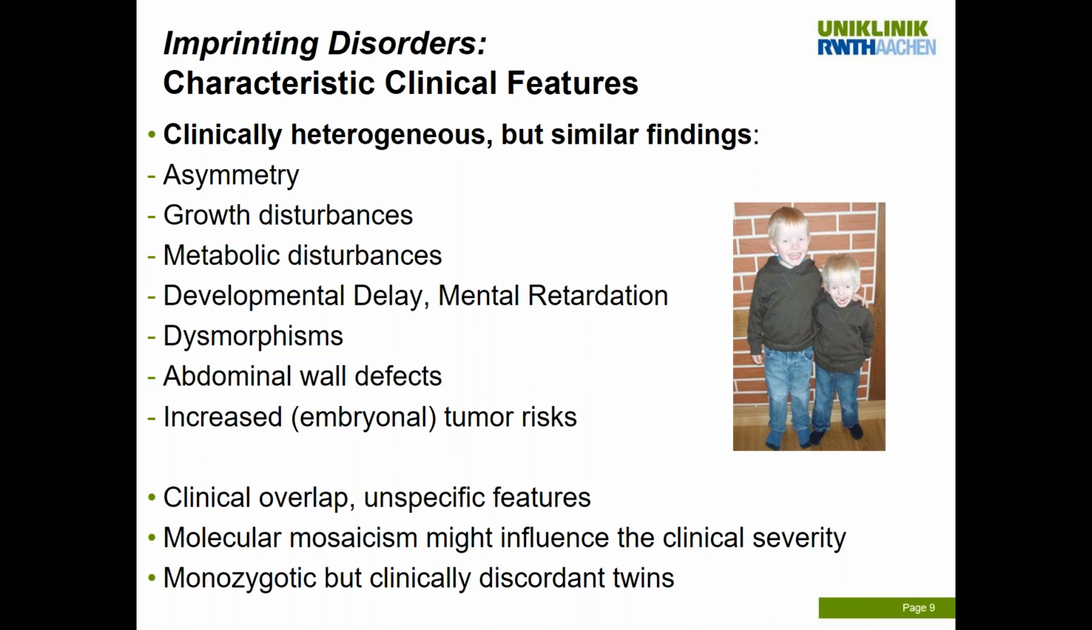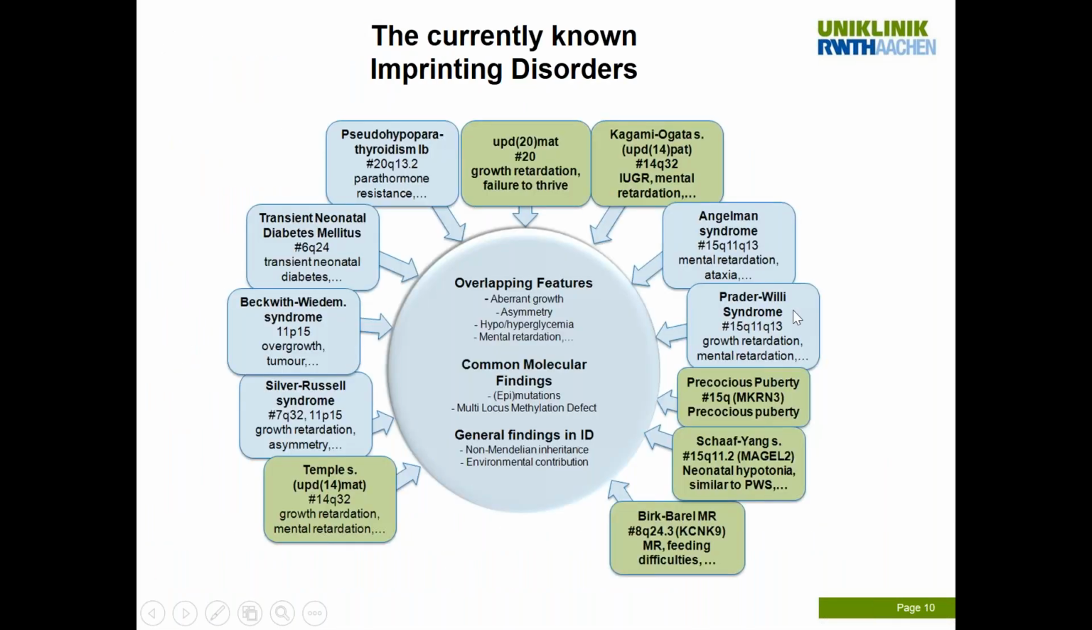Interestingly, as you can see here on this slide, we also have very interesting findings in twins. The majority of twins reported with imprinting disorders were monozygotic, but they were clinically discordant. That means these brothers are monozygotic twins, but I think it's obvious that these patients are clinically discordant.